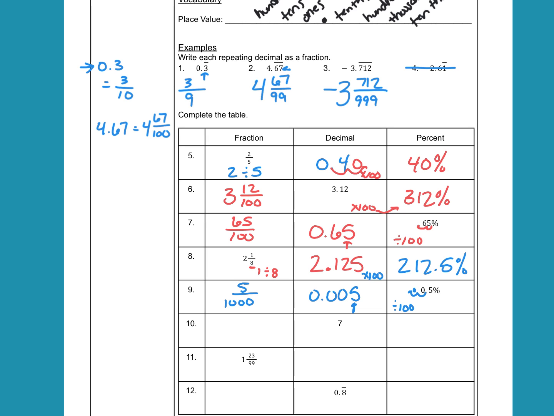Number 10, row 10, I need to turn 7 into a fraction. I can turn any number into a fraction by putting it over 1. And I can check because 7 divided by 1 is just back to 7. Okay, and then to make it into a percent, we said that we're going to multiply by 100. 7 times 100 is 700, and that's a percent now.